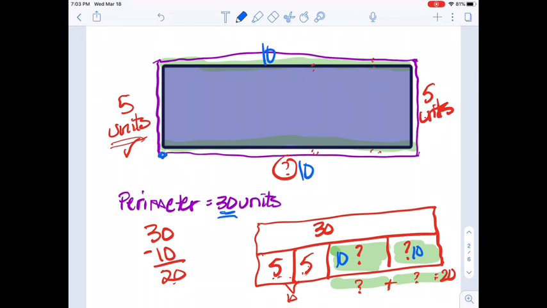So let's start here and we're going to add our way around. 10 plus this 5 is 15. 15 plus this 10 is 25, plus this 5. 25 plus 5 is 30. So I know that this side is equal to 10.